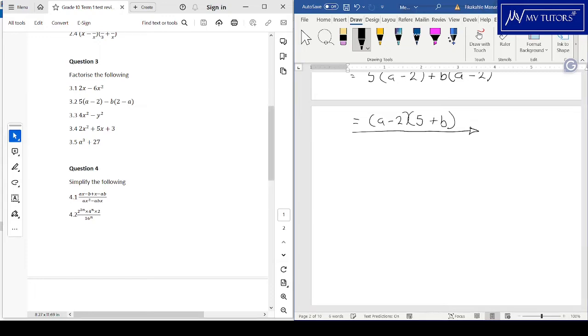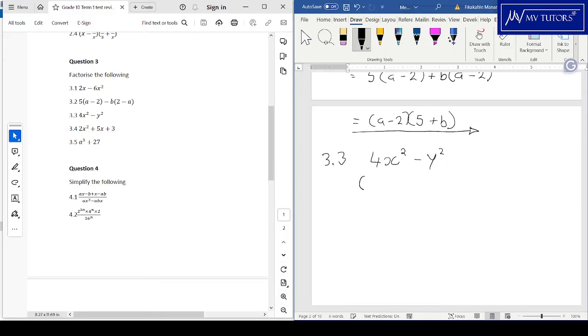The next question would be 3.3, where we have 4x squared minus y squared. Now, is this a square number? 4, yes. Is this a square variable? Yes. Is this a minus? Yes. Is this a square variable? Yes. That means we're going to do the difference of two squares.